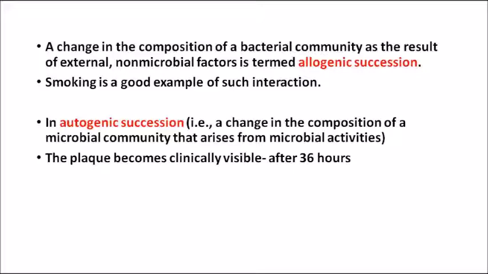Autogenic succession means auto or same or self. So change in the composition of a microbial community due to microbial activity itself. This is autogenic succession. One more important question. So whatever is happening inside the plaque, whether it is autogenic succession or allogenic succession, the plaque becomes clinically visible after 36 hours, like 1.5 days, right? So plaque becomes clinically visible in 36 hours.